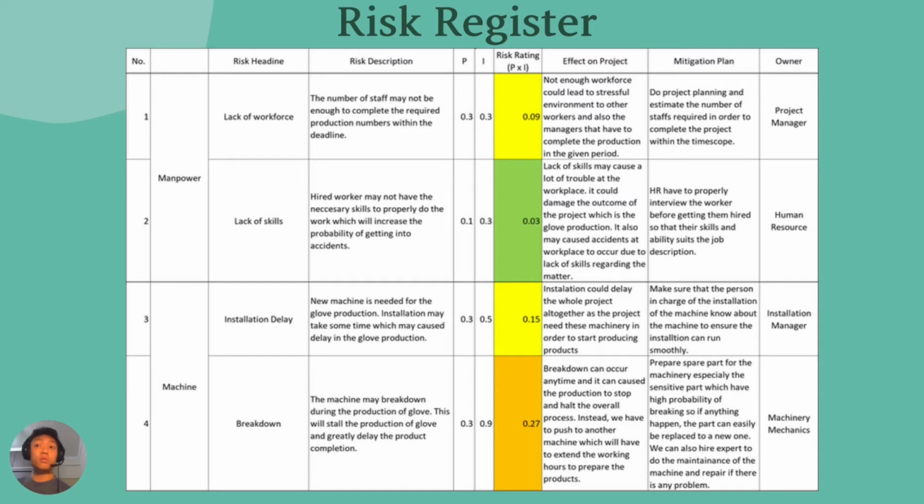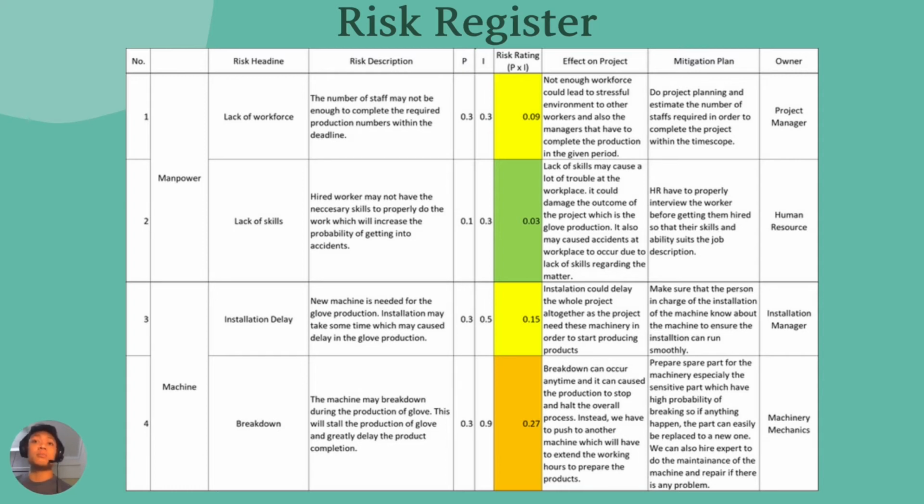Next, we move on to the machine. For the machine, there are also two possible risks that may happen, which are the installation delay and also machine breakdown. The delay in installation may happen if the machine takes longer to install at the factory, which causes delay on the overall project. This is because the product cannot be produced without the machine.